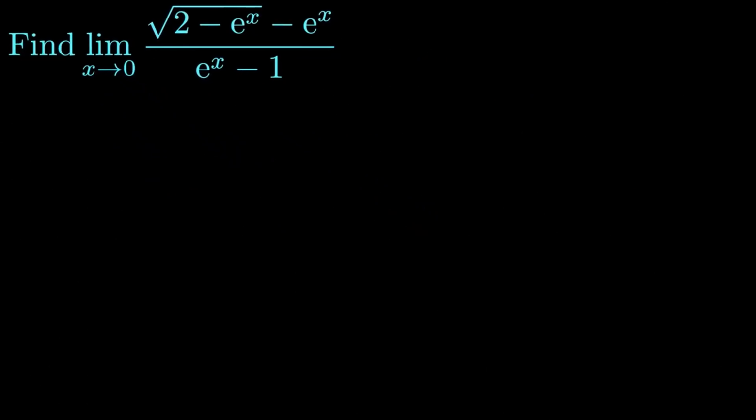Find the limit as x goes to 0 of the square root of 2 minus e raised to x minus e raised to x, all divided by e raised to x minus 1. Now we can't just let x go to 0, as we would then be dividing by 0, which isn't allowed. So we're going to solve this limit via two different methods. The first method that we're going to use is going to be a change of variables.